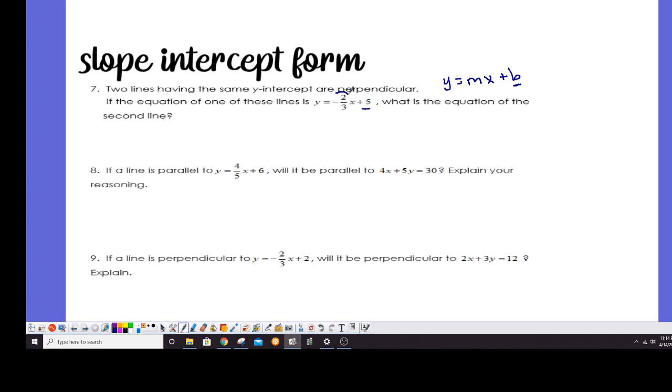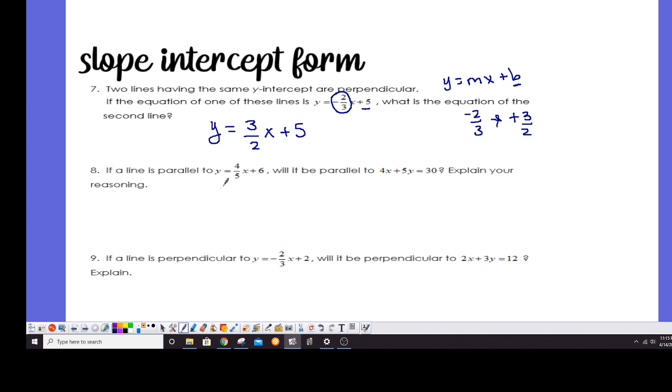So that means the slope right here has to change. Let's rewrite this. We know it has to be perpendicular, so the negative 2/3 will become the opposite sign, which is going to be positive, and then flip it over, 3/2. So this would be positive 3/2, and it has to have the same y-intercept. So that would be the equation of that new line, that second equation.